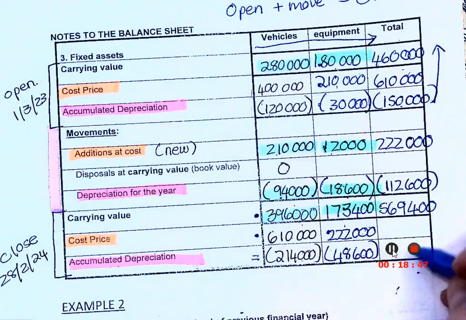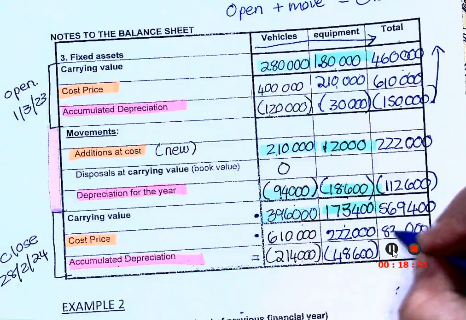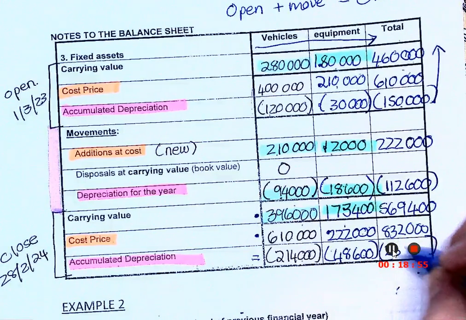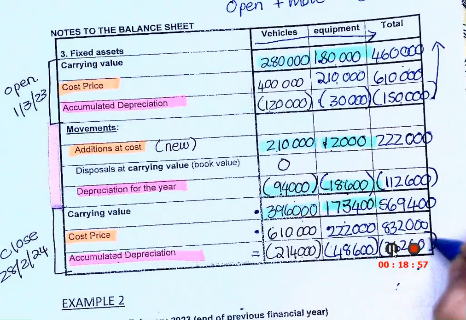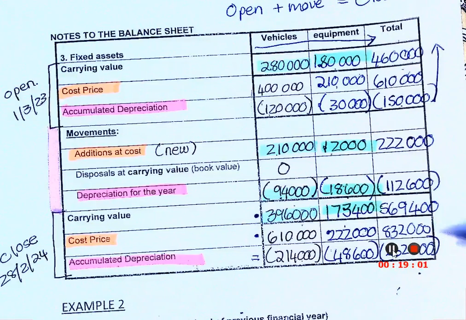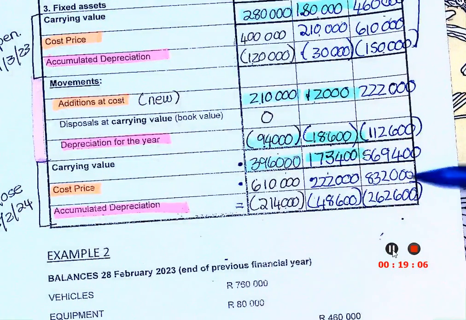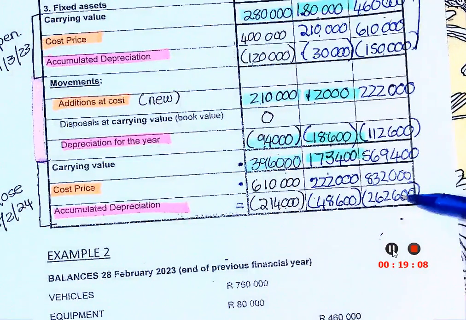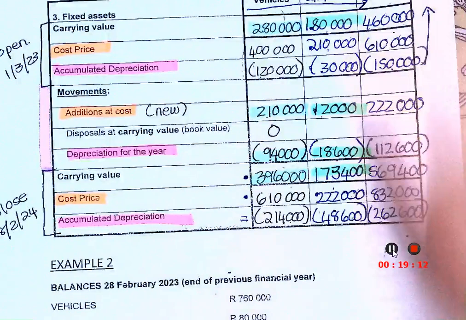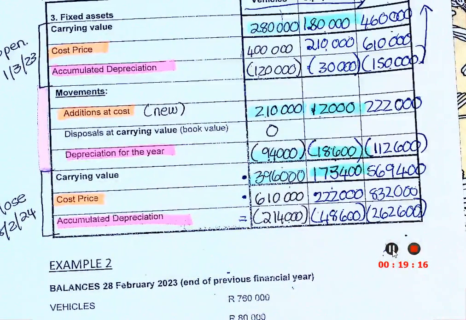Okay? This added up gives me 832,000. This added up gives me 262,600. And you can see if I say 569 less 832, it's going to give you 262. Or if you say 832 less 262, it's going to give you 569. Can you see everything works down and sideways? Okay. Yes.